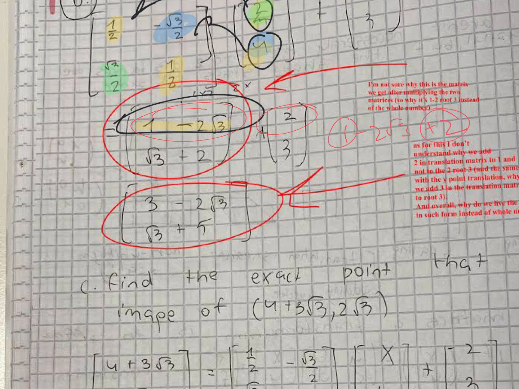So when I add them, only those get added together, and so it ends up being 3 minus 2 root 3. This is the exact value, hence I get this one there. When I do the same thing here with the 3 and this number, it's only the 3 and the 2 that actually come together to get 3 plus 5.